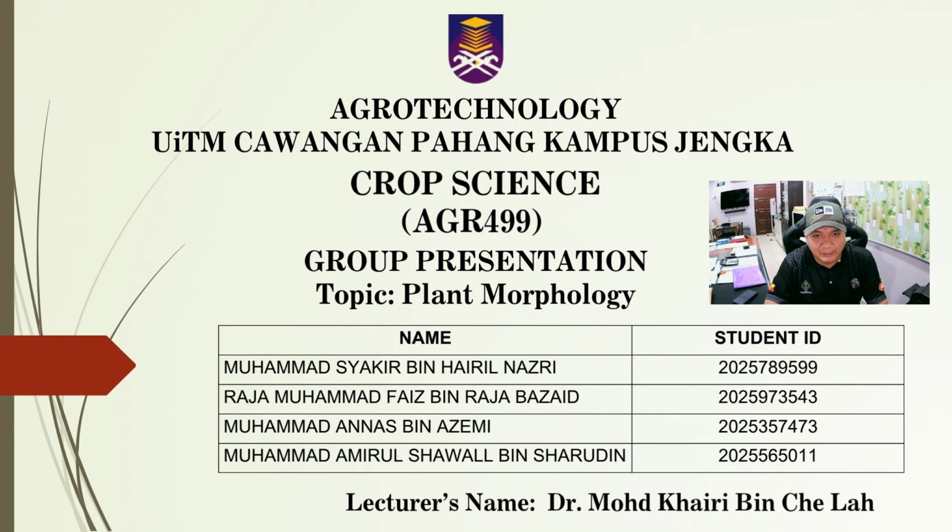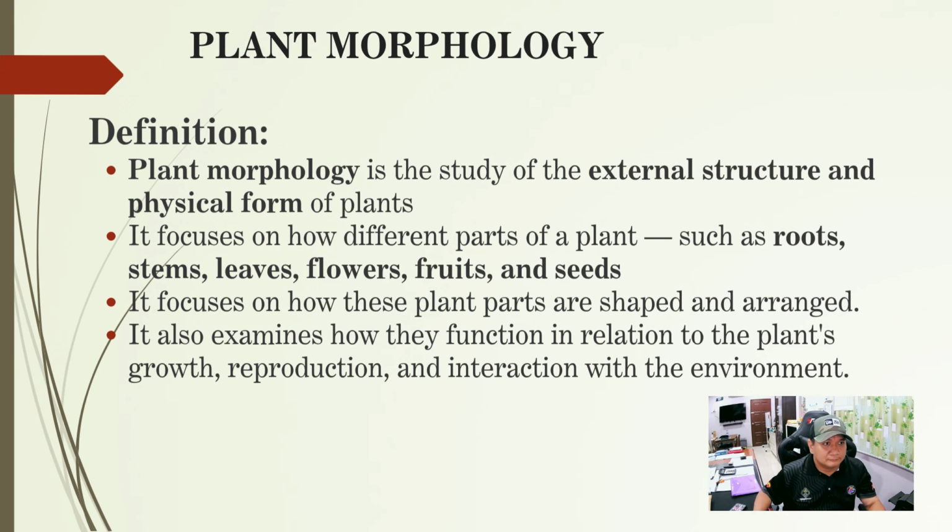So, today we want to present our group presentation for the subject Crop Science, AGR499. Our topic is plant morphology. Firstly, let me introduce myself. My name is Raja Muhammad Faiz bin Raja Bazaid. Student ID is 2025-973-543.